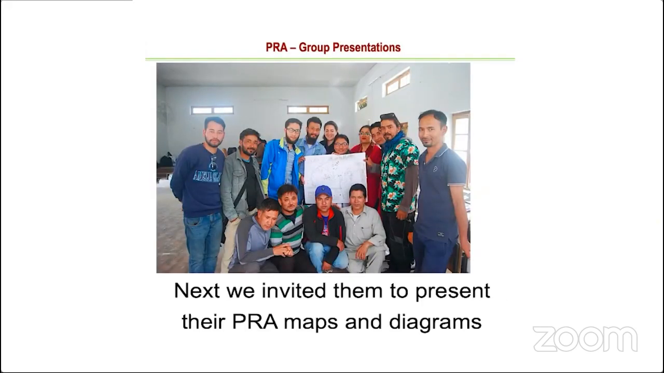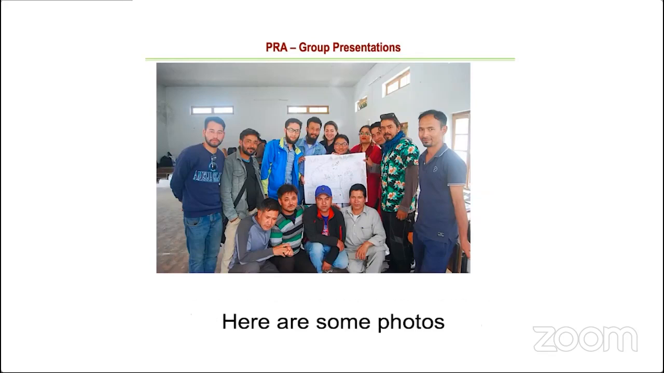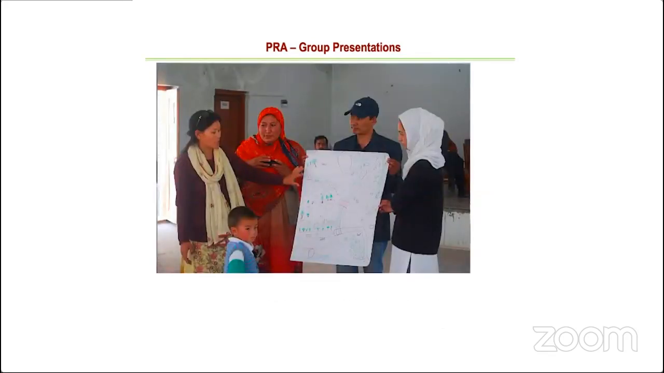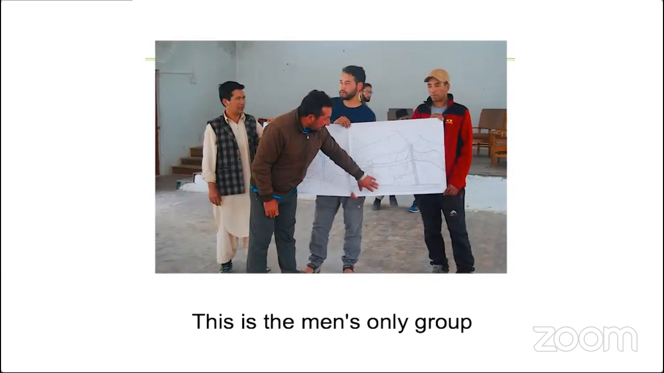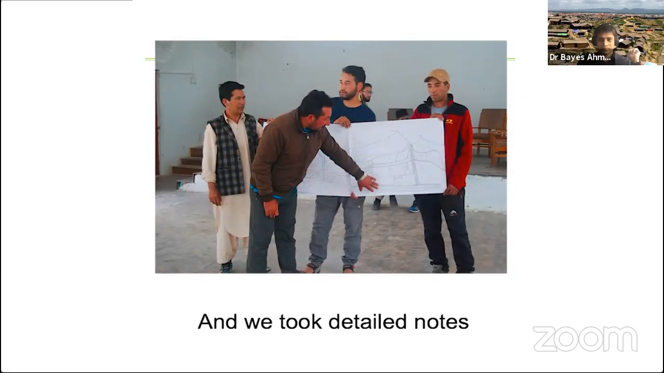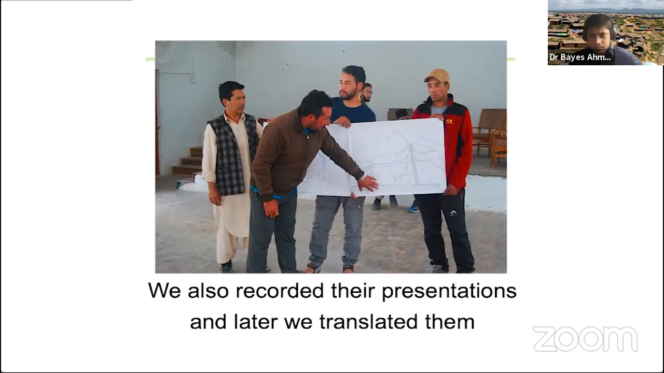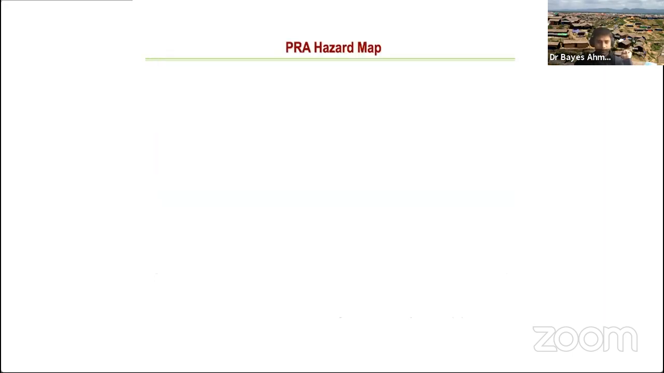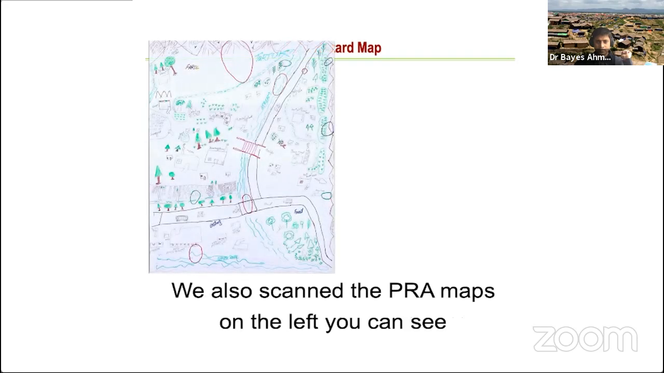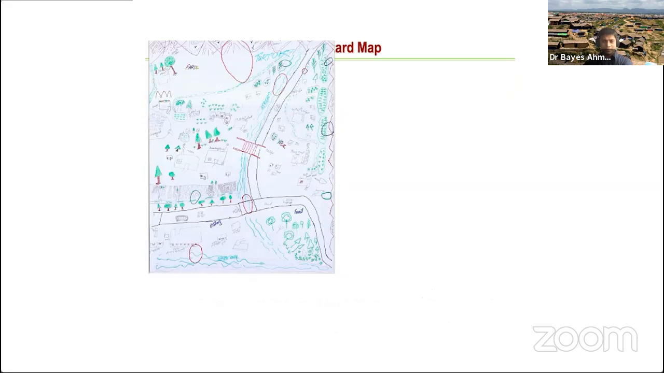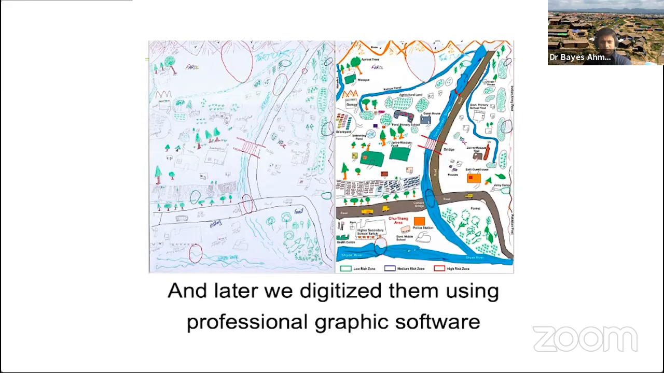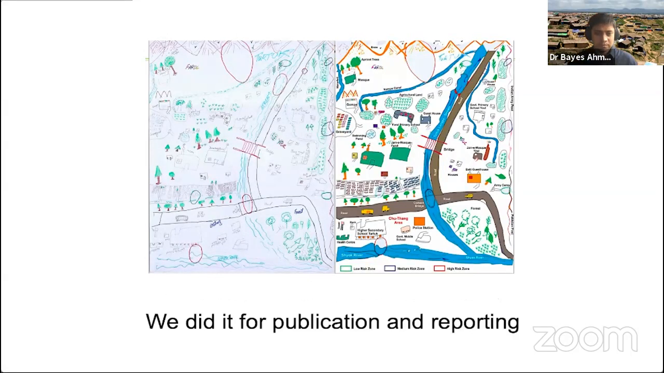Next, we invited them to present their PRA maps and diagrams. Here are some photos. This is the men's only group, and we took detailed notes. We also recorded their presentations, and later we translated them. We also scanned the PRA maps. In the left, you can see. And later, we digitized them using professional graphics software. We did it for publication and reporting purposes.